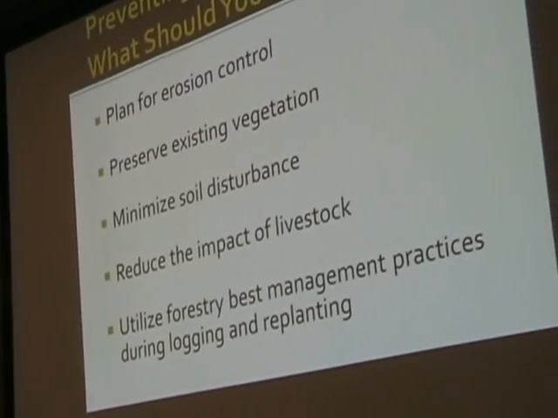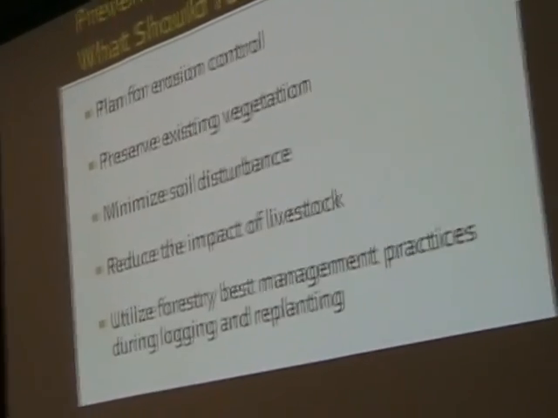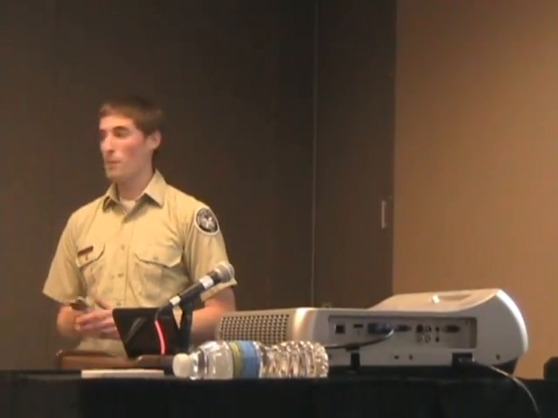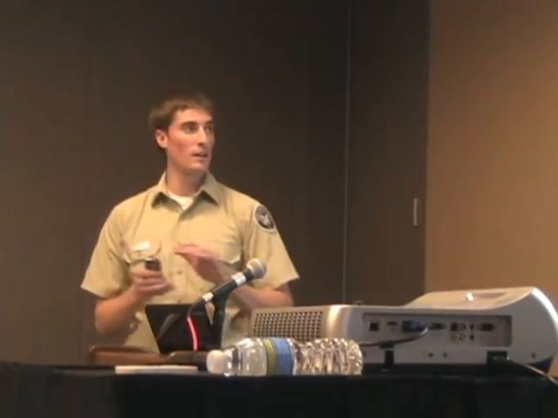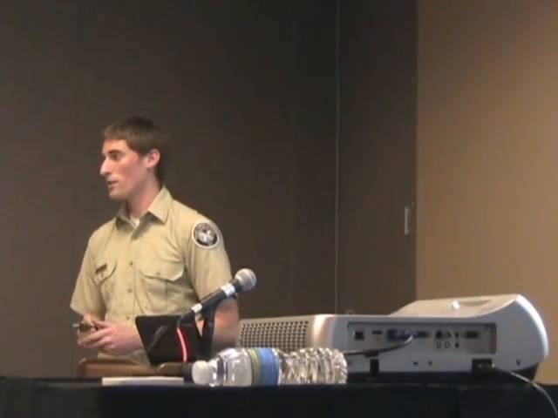Preserve existing vegetation. This is a big one. If you can leave the trees there, if you can leave the vegetation there, do it. Especially in riparian areas or areas on steep slopes, all these other areas that we talked about. If you can preserve the vegetation. Now, obviously, if it's hazardous, you've got to do what's best in that regard. Take it out if you need to. But if it's possible, preserve the vegetation.